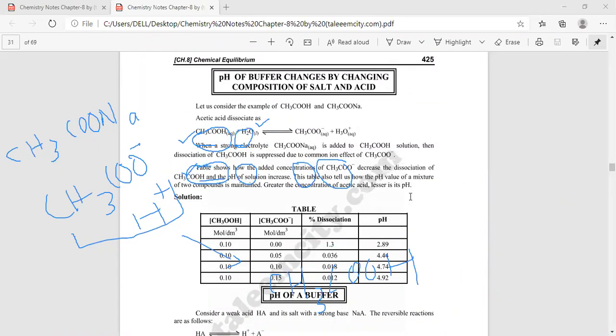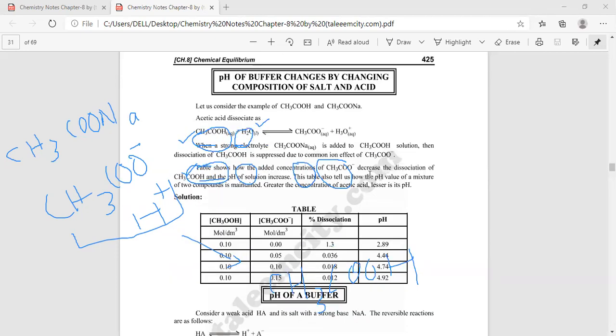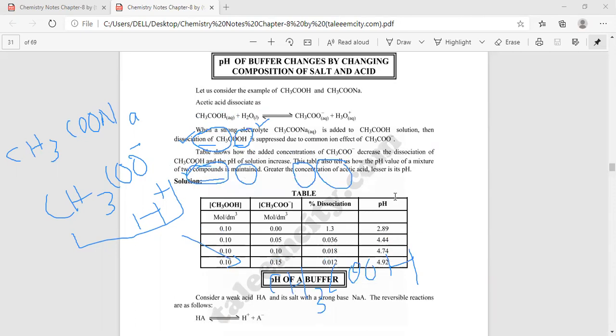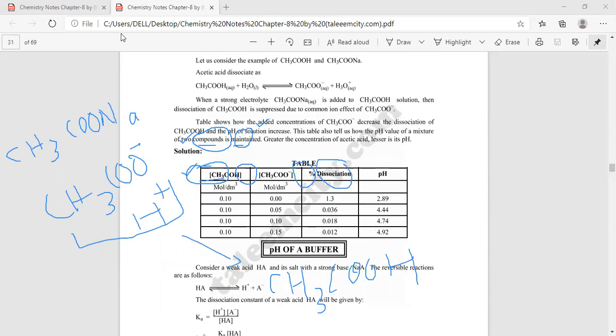Next, the most important thing is how we can calculate the pH of the buffer solution. So the Henderson equation: this derivation is very important, mostly asked in exams by the examiner, that is, derive Henderson's equation. So let's derive this.